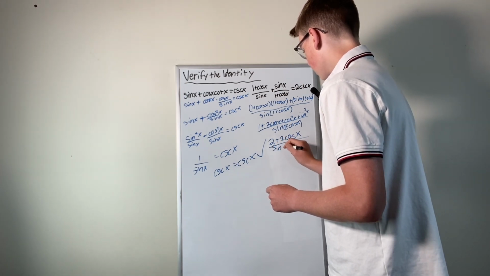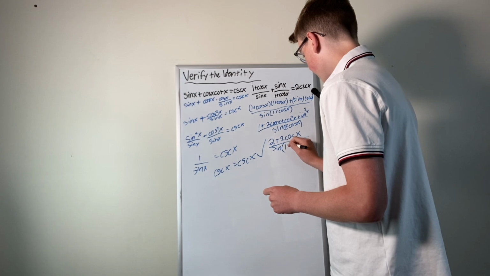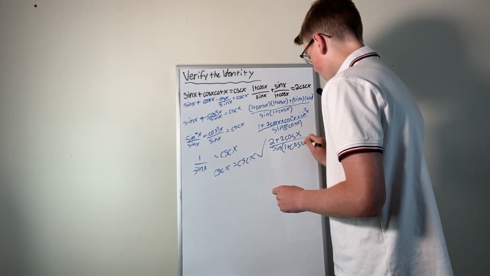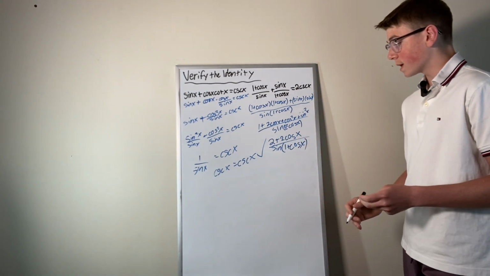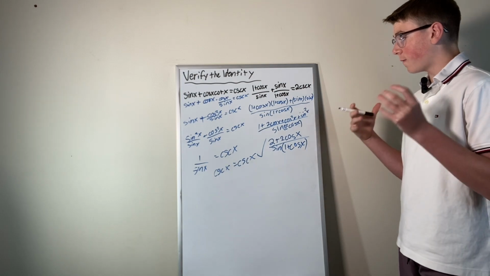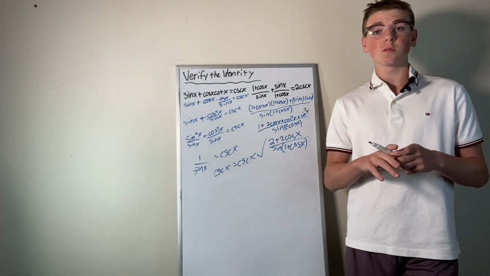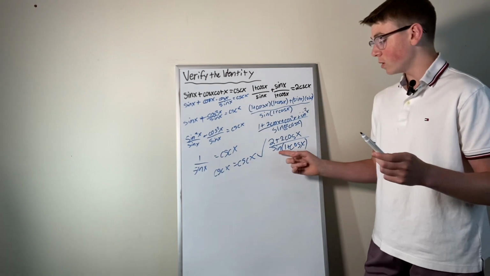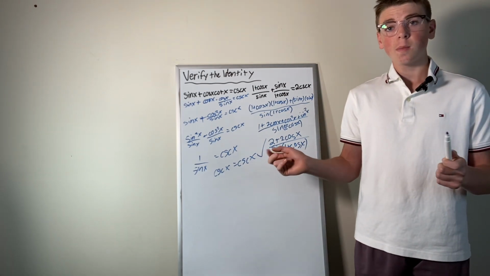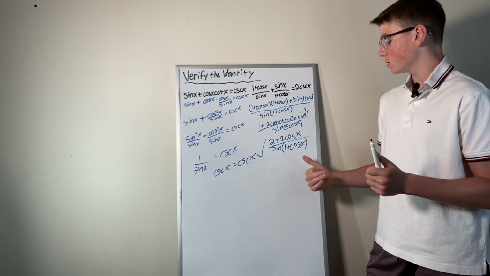sine x times 1 plus cosine x. Now, what we can do is we have to find a way to get rid of, so cosecant is 1 over sine. So we know this sine will stay in the denominator, but we have to find a way to get rid of this 1 plus cosine x.